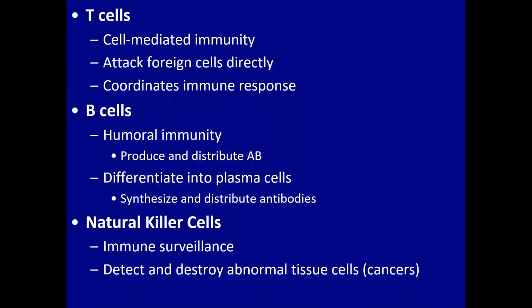Natural killer cells is the 3rd type of lymphocyte, and their job is immune surveillance. And with this immune surveillance, it is the constant watching, being security, and their job is to detect and destroy abnormal tissue cells such as cancer.